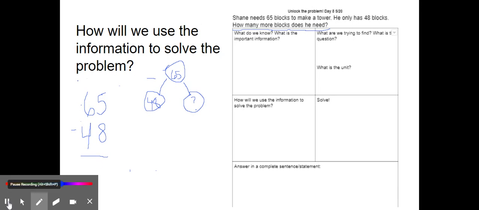Great job. Now solve your subtraction equation to find out how many more blocks Shane needs. Remember to answer your question in a full sentence. In second grade, we always start sentences with a capital letter and end with punctuation. Also make sure that you include the unit in your sentence. When you are done, send a picture to your teacher so they can see your great work.